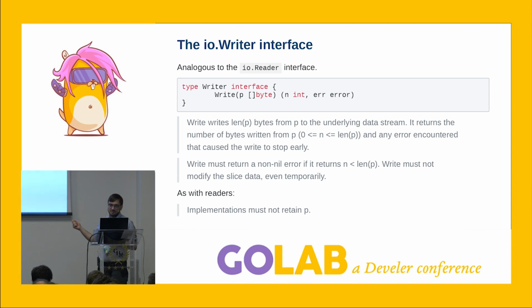It writes to the underlying data stream, and it will return between 0 and len(p) for the value of n, and any error if it occurs. If n is less than the number of bytes, the length of the byte slice, you must return a non-nil error, and the Write implementation must not modify the slice even temporarily, and implementations must not retain p. So again, we have this byte slice under the control of the caller.